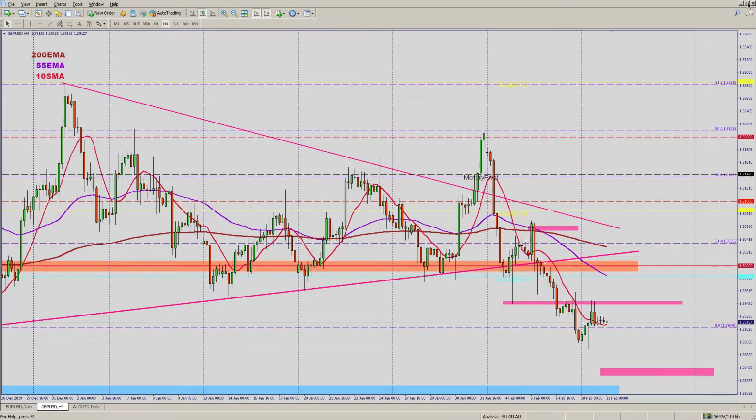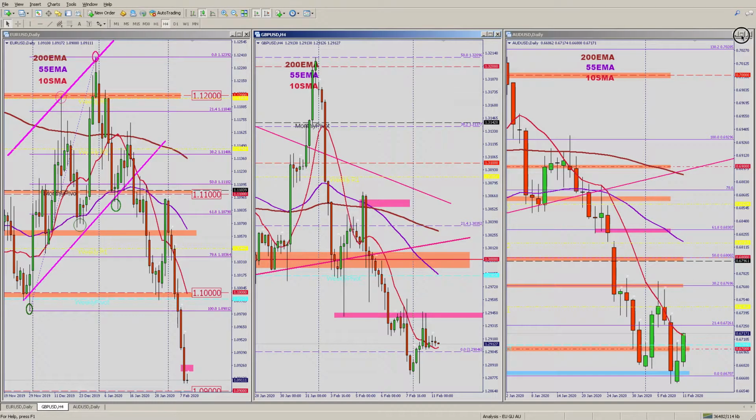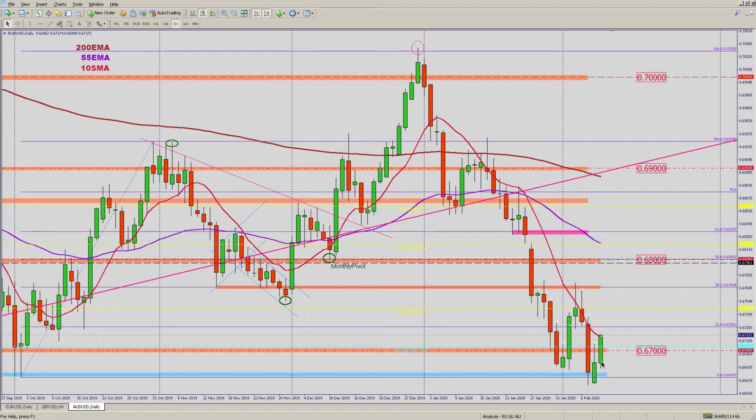Alright, let's move on to the Aussie dollar. And likewise, the Aussie dollar has been trying to hold on to support at this previous swing low at the 0.6670 area. So it's trying to climb back up above 0.67. Weekly pivot is at 0.6704, and it's trying to reach the 21-Feb retracement level.